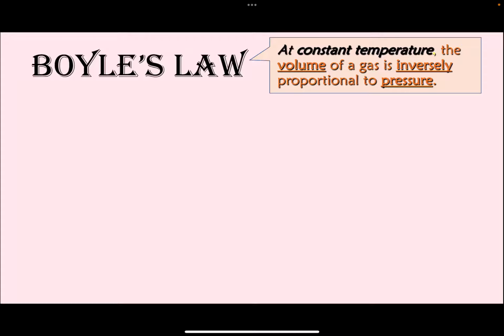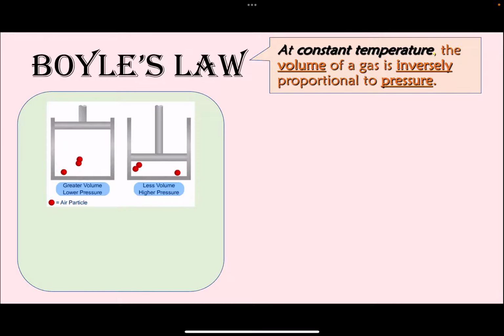So let's talk about some gas laws, meaning if we change some of the conditions for the gases, how are the other conditions going to relate to each other? So Boyle's law said that if we have constant temperature, then the volume and the pressure of the gas are going to be inversely related to each other, which means if we increase one thing, the other thing is going to decrease. So here's kind of like a representation of that.